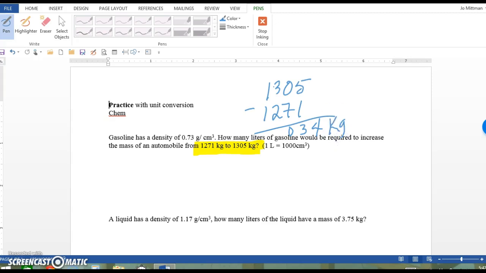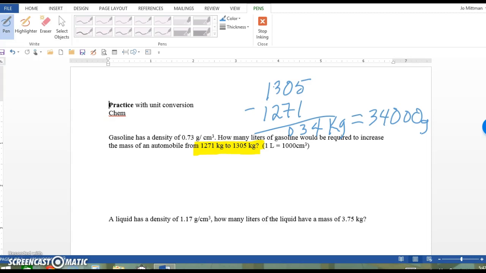I notice, though, that my density is not in kilograms. So if I want to save myself a step, I could write down that this is 34,000 grams. So that's how much I need to increase the mass by.